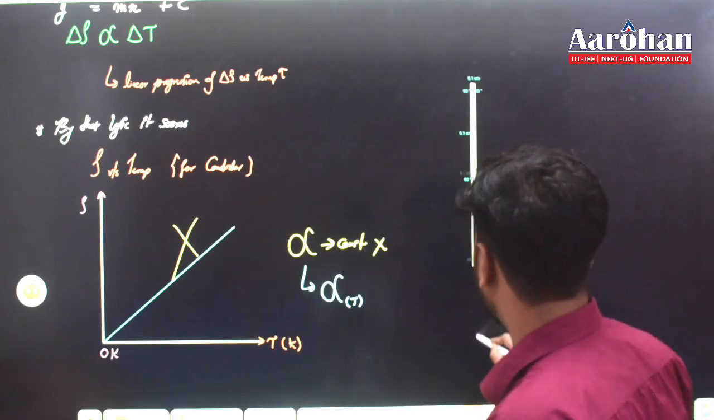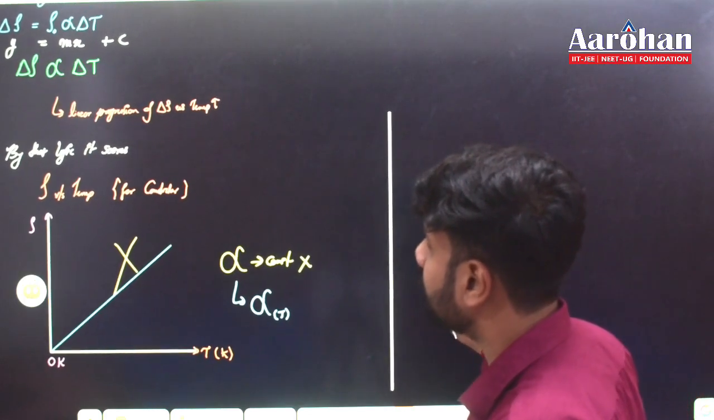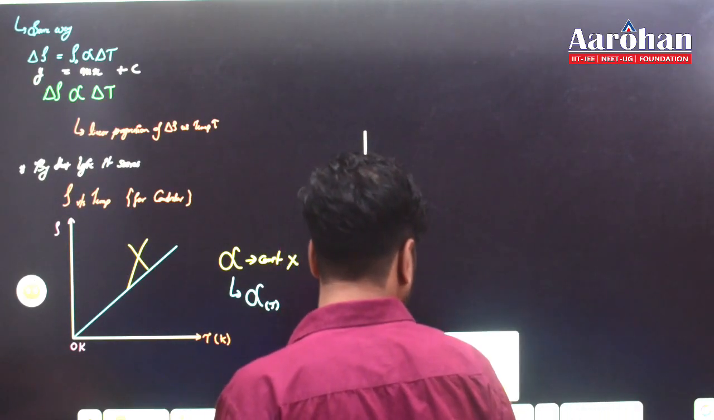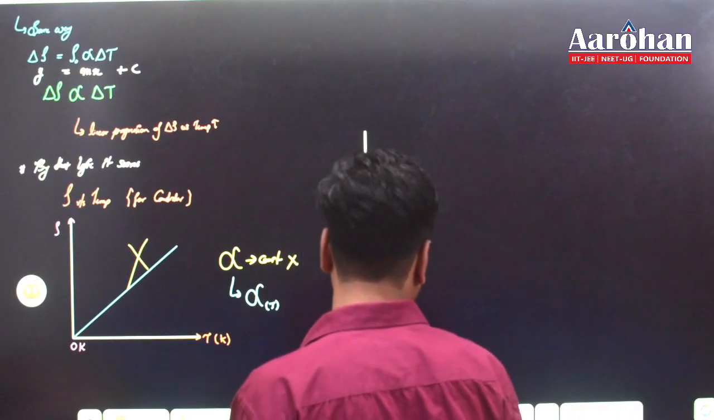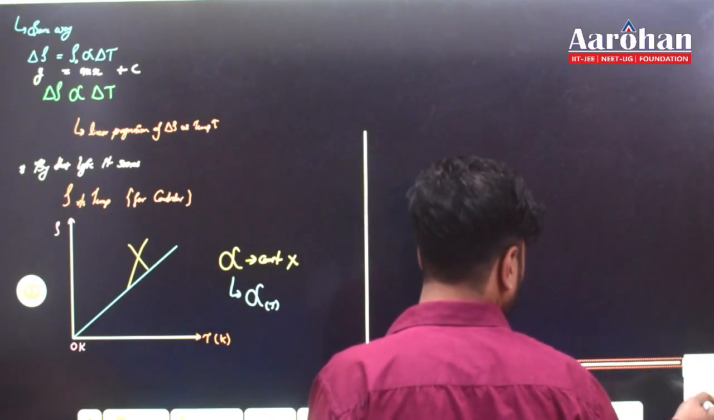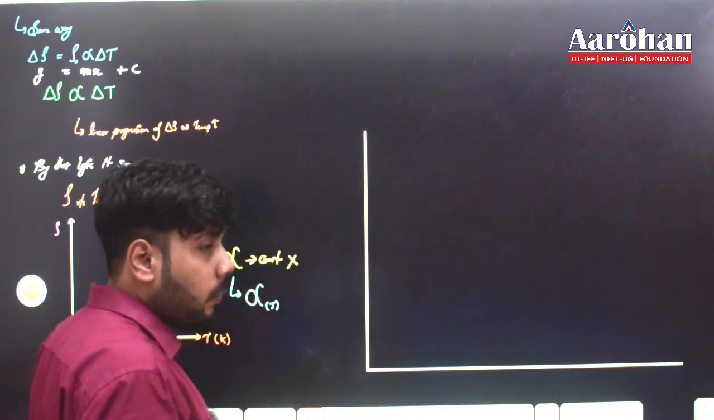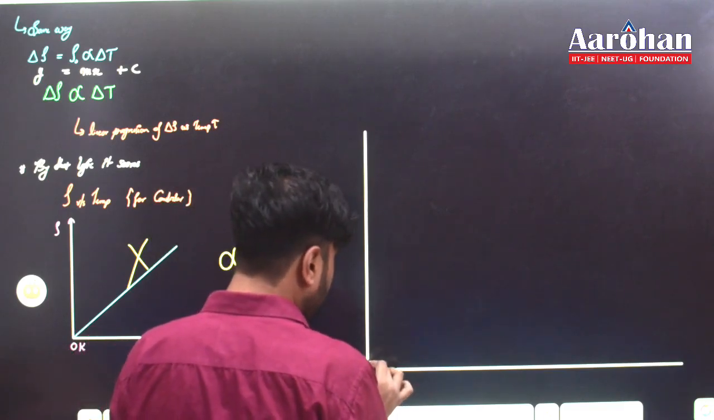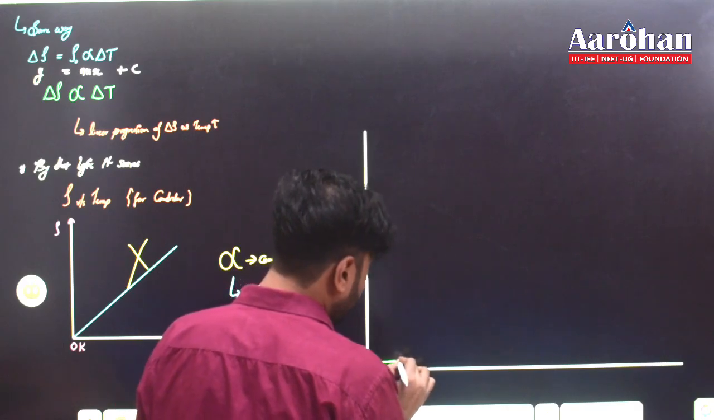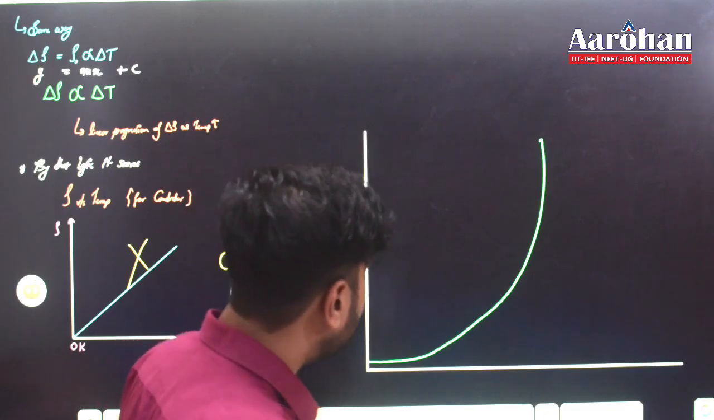What we found experimentally is this: when temperature becomes 0 or is near 0 Kelvin, the resistivity is nearly constant, and then it increases linearly, then it increases exponentially.